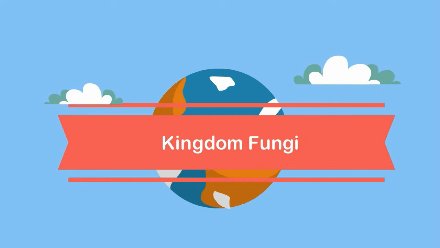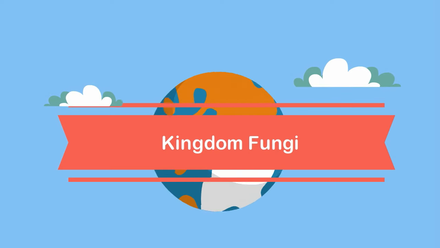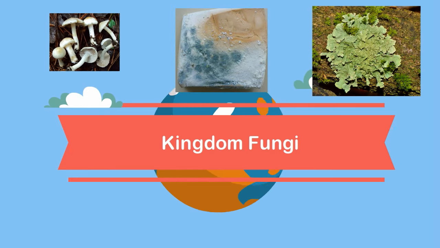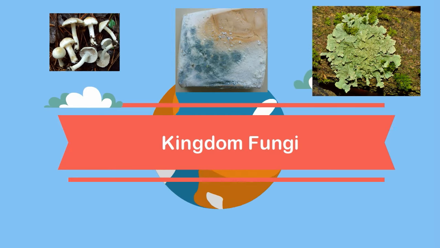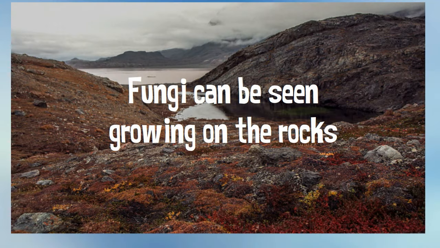In this video, I'd like to talk about the kingdom fungi. The kingdom fungi is made up of mushrooms, mold, yeast, and lichen. Fungi are very important to life on Earth, and many work with plants in a symbiotic relationship. The following are some basic fungi facts.